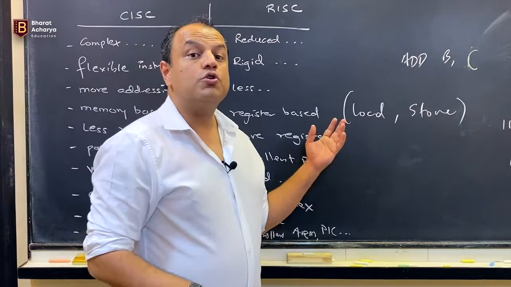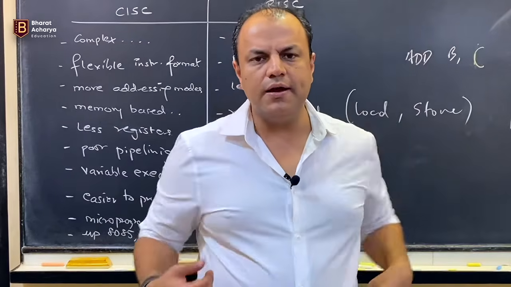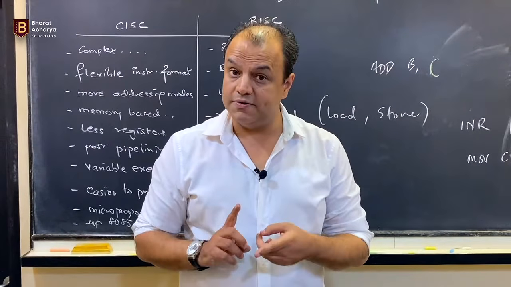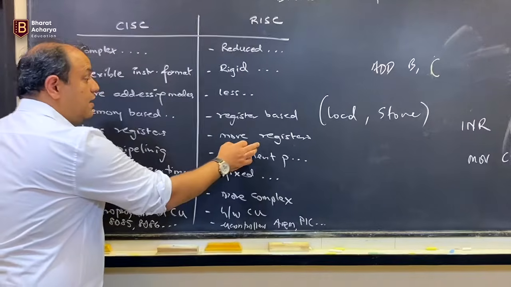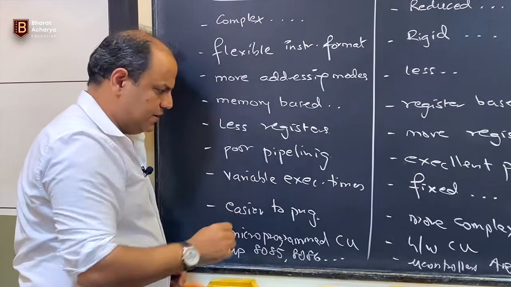So the advantage of having so many registers is whatever data you want to work on, get your data in the registers, do all processing only based on registers, the operation will happen tremendously fast, and then store the result at the end back in the memory. So they need more registers to play with. These need fewer registers because you're more based on memory.